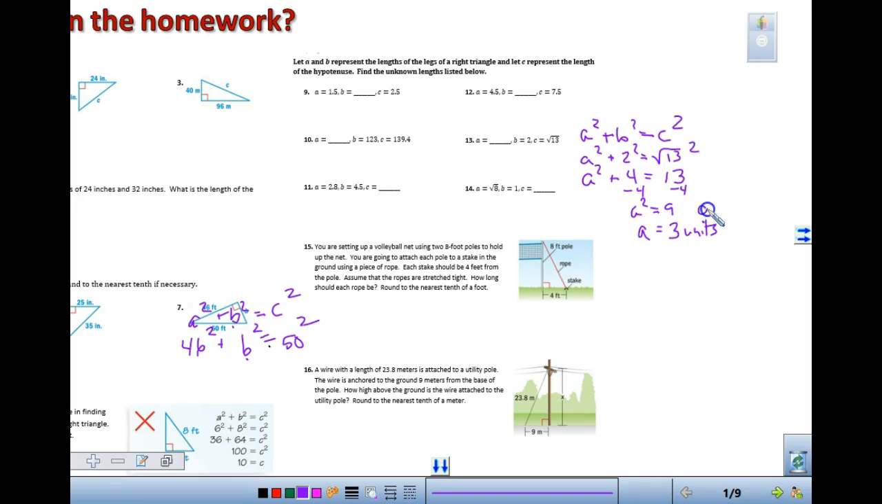Someone said, what if I leave it as a equals the square root of 9? Well, square root of 9 equals 3, and so we always want to find what that length is. Okay? Questions? All right. So these real world problems, you might see something like this when we look at our tests that are coming up. And if you would look right now in your notes.